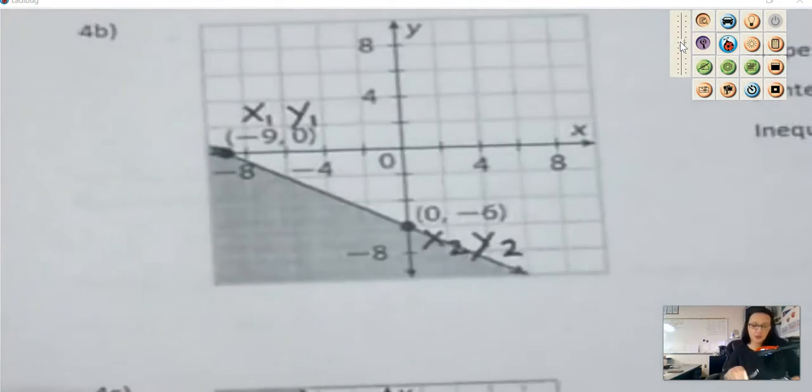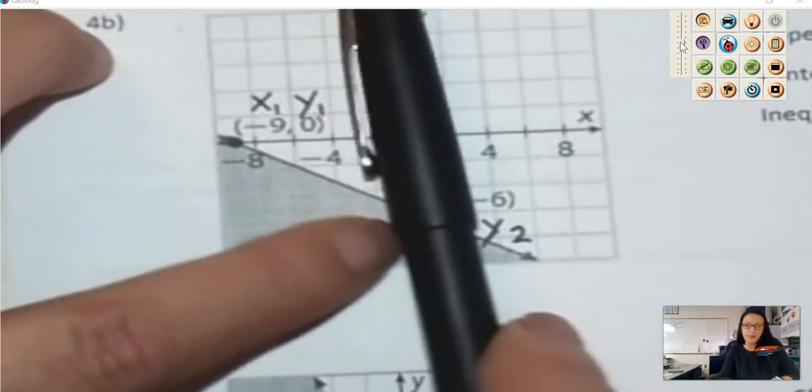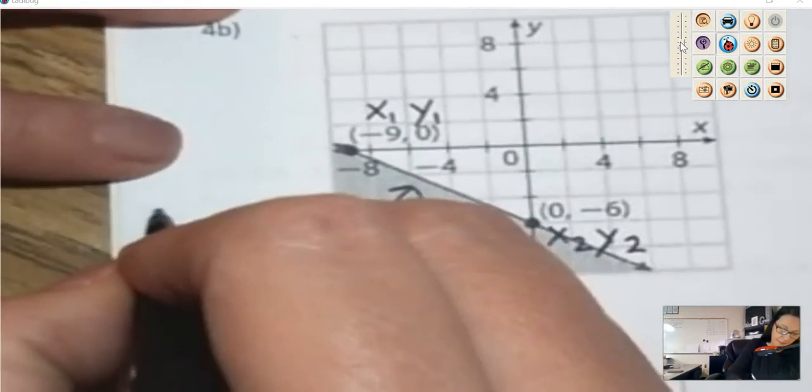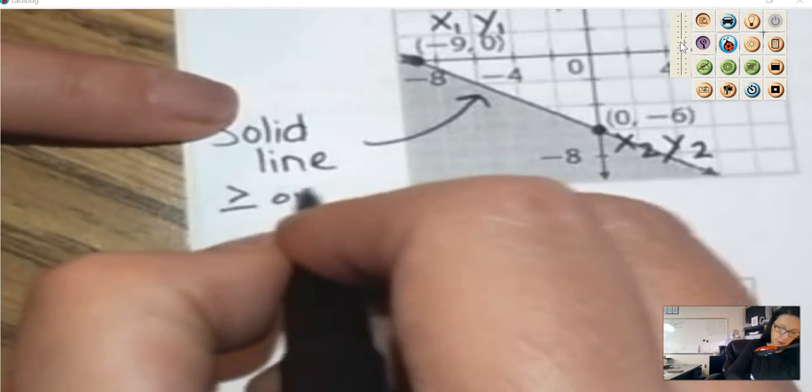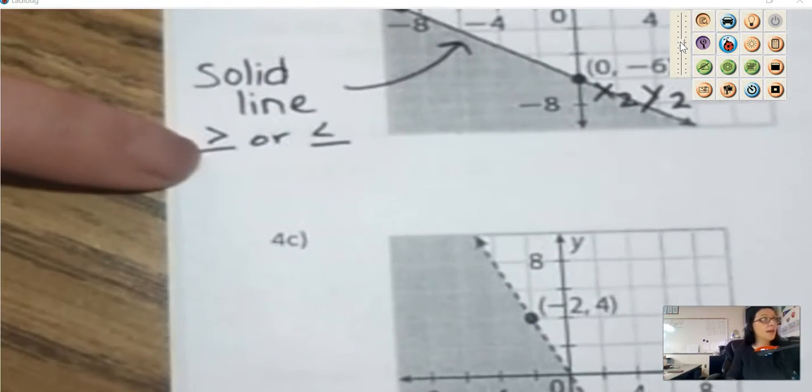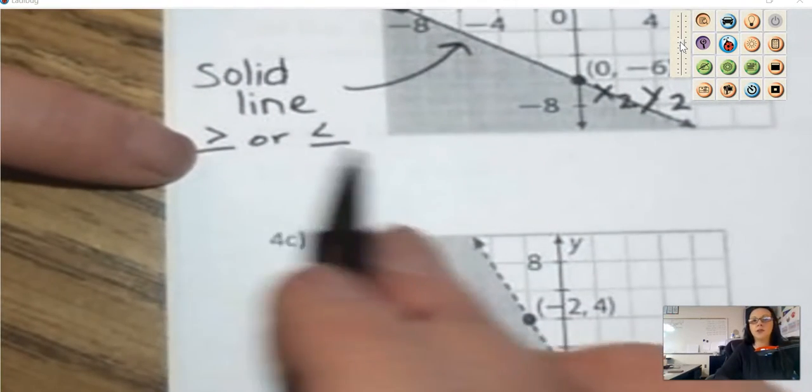And always check your line. It should be coming down. So as you can see, the line's coming down. That has negative slope. Oh, also note this is a solid line. And a solid line means we're either going to end up with greater than or equal to or less than or equal to. So when we have the final answer, it should have an equal to on part of it.